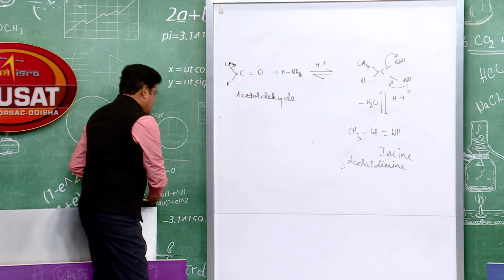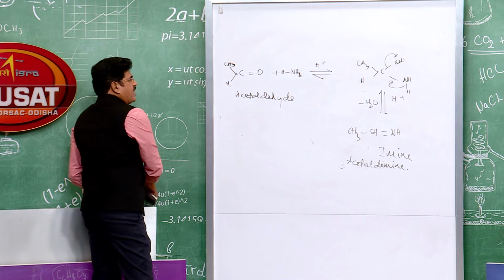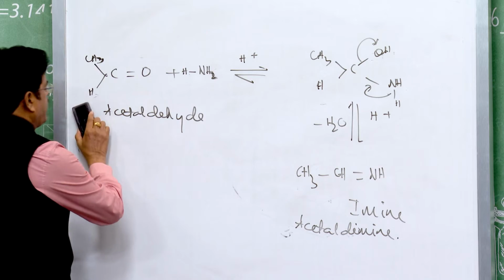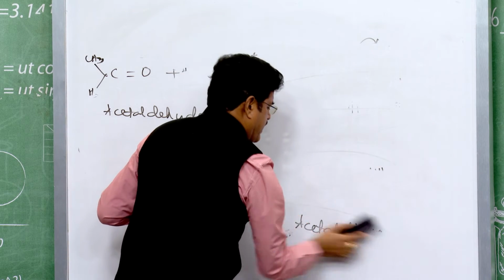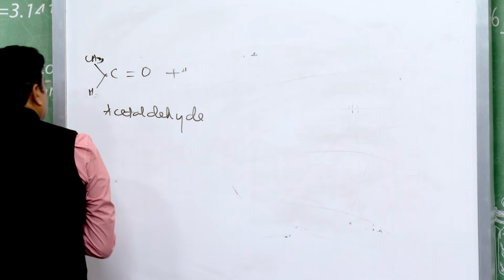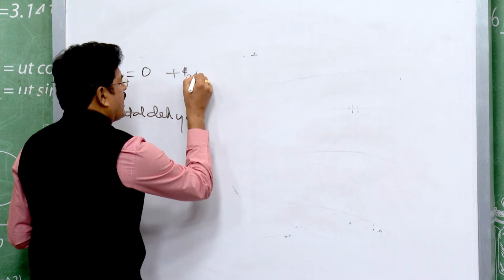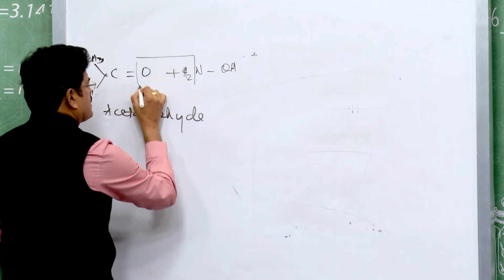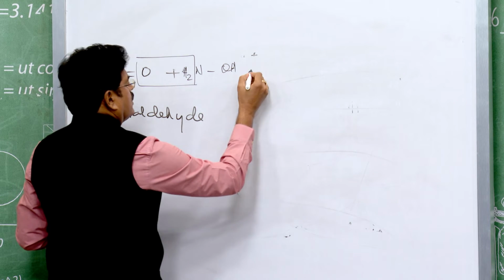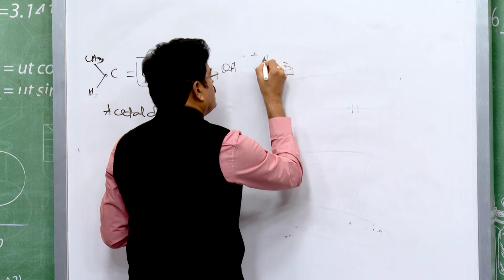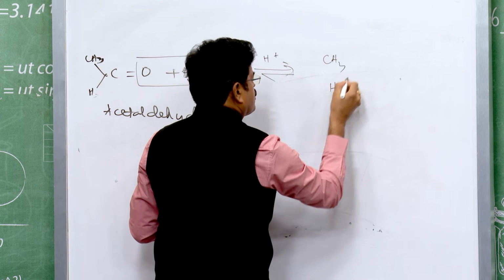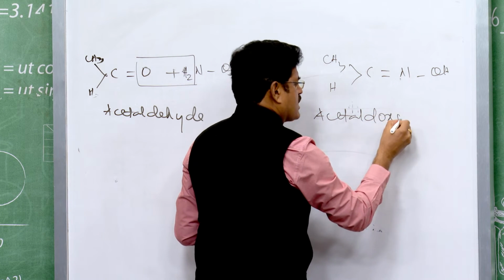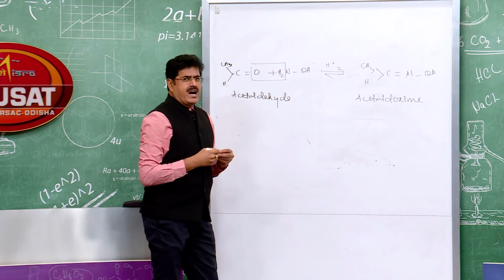The next reaction is the addition of hydroxylamine. The next derivative we are going to use is hydroxylamine. With hydroxylamine the products are oximes. This is hydroxylamine. If you write like this, eliminating water from the first intermediate, the product forms. This is acetaldoxime. Remember, the reaction is carried out in a weakly acidic medium.